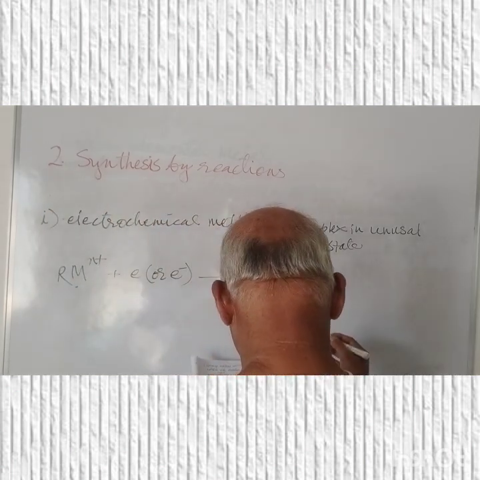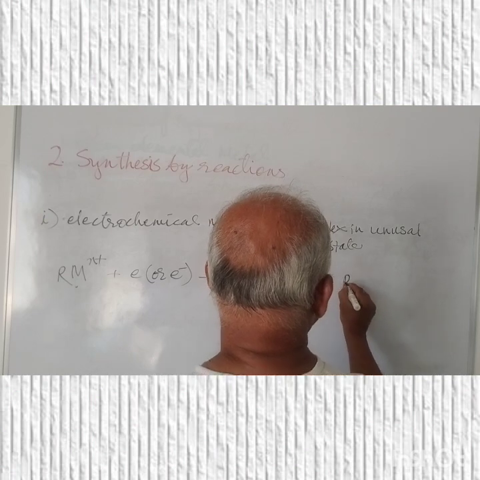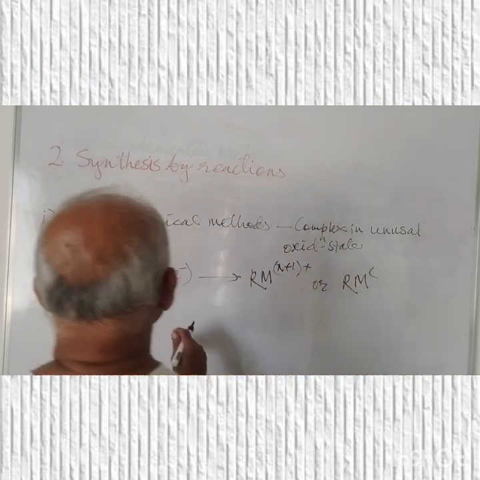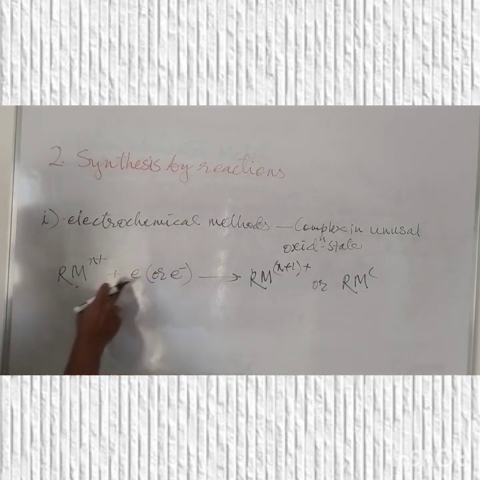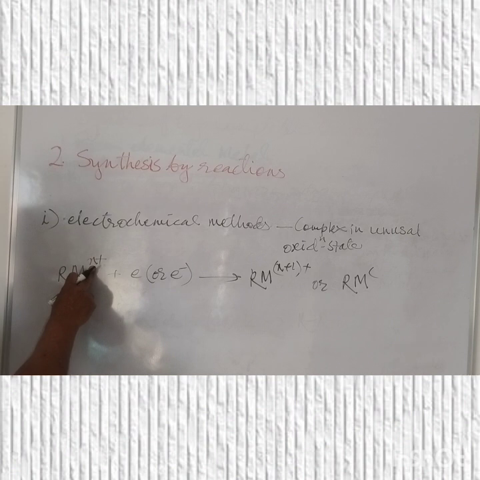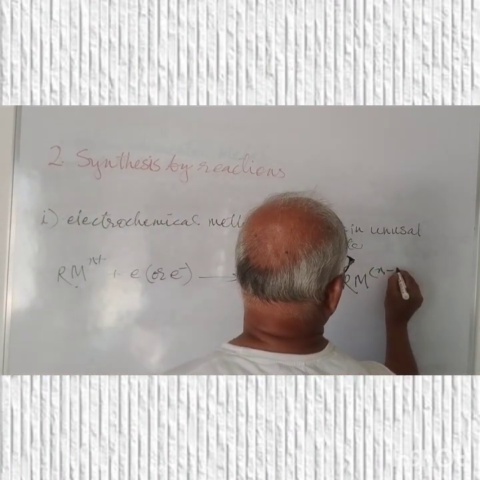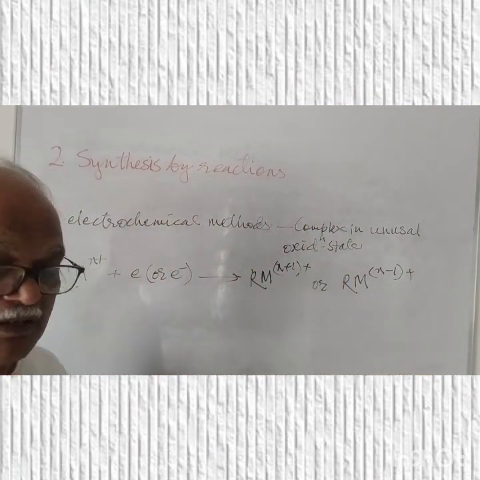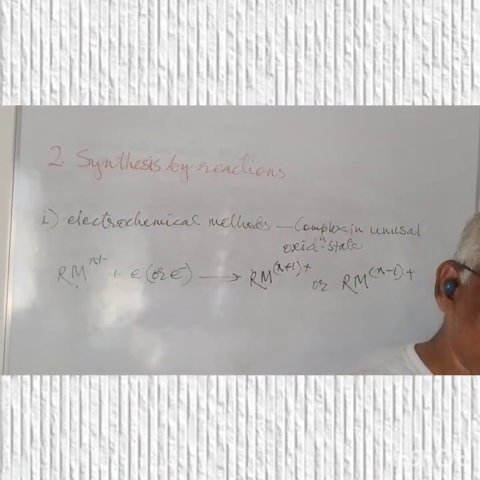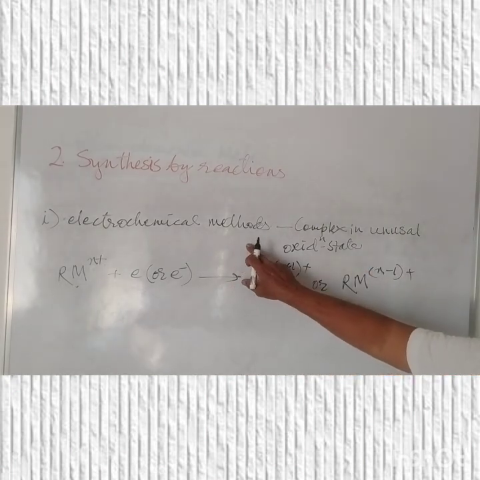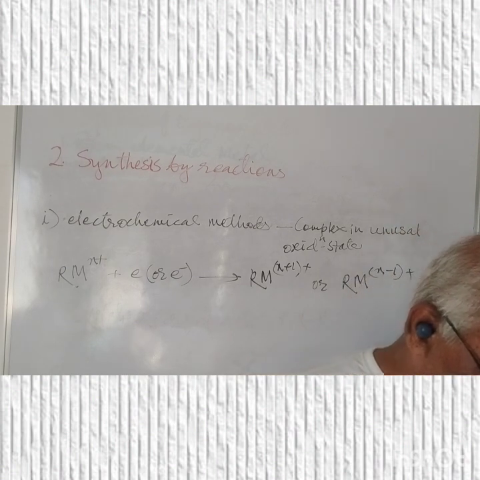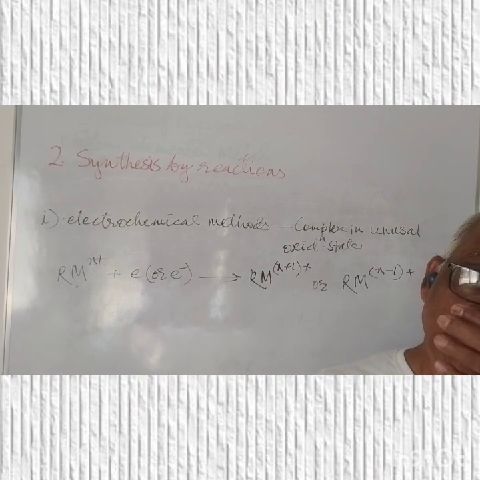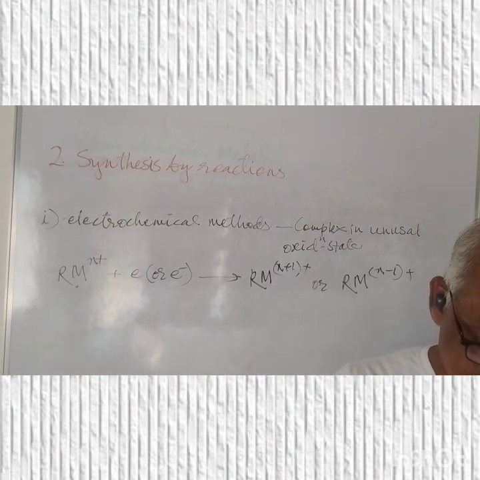Or we can have this Rm, when an electron, by E minus charge, is added to this, the positive charge is decreased by 1 unit. So this will give us N minus 1 positive charge on the complex. This process is carried out by using the electrochemical method. So these are the representative methods that we can study for the synthesis of organometallic compounds.